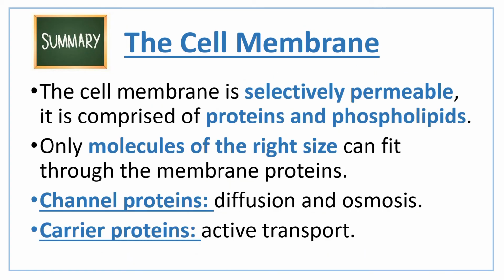To summarise all of that, the cell membrane is selectively permeable. It is comprised of proteins and phospholipids. Because the cell membrane is selectively permeable, only molecules of the right size can fit through the membrane proteins. Speaking of the membrane proteins, the channel proteins allow for diffusion and osmosis, which is what we will cover in our next lesson, and the carrier proteins allow for active transport, which we will cover again at a later day.